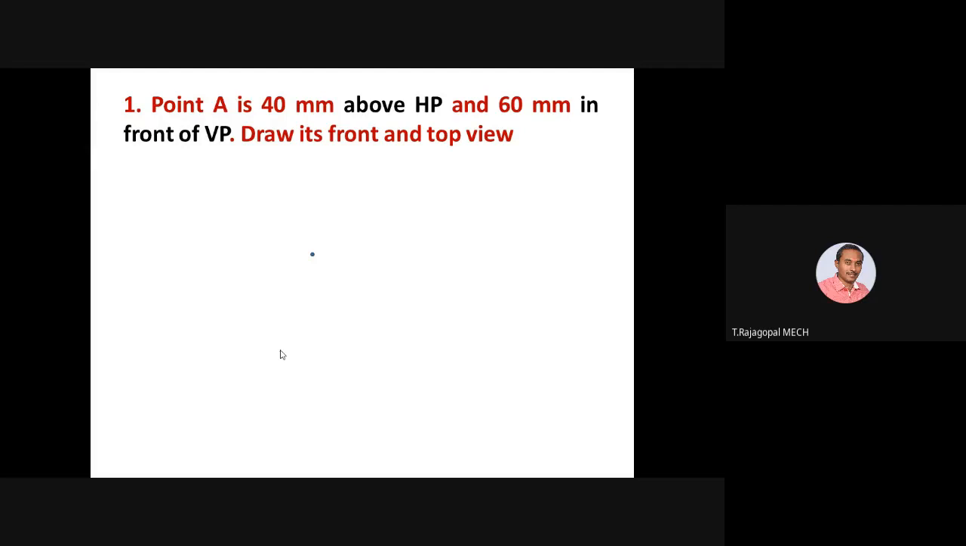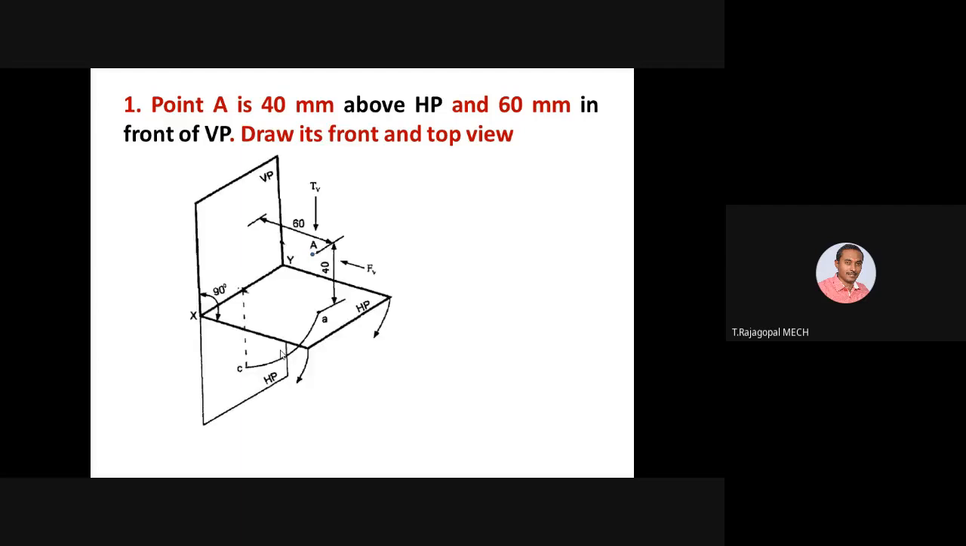The point A is 40 mm above HP, 60 mm in front of VP. Now you can answer the question. There is a point which is 40 mm above HP, 60 mm in front of VP. So first of all, after reading the question, identify in which quadrant the point is located. The point is going to be located in the first quadrant based on this information. Now you can check it.